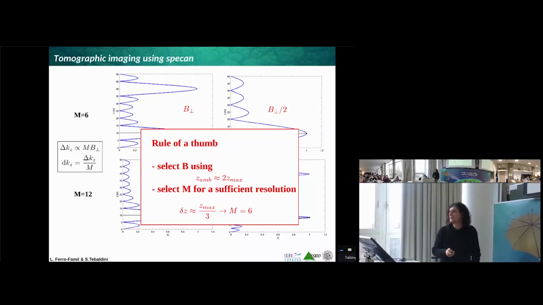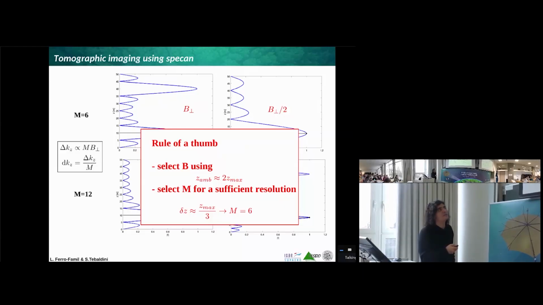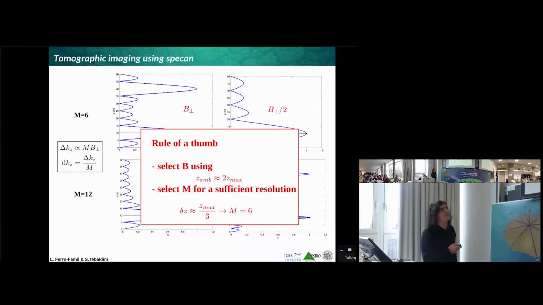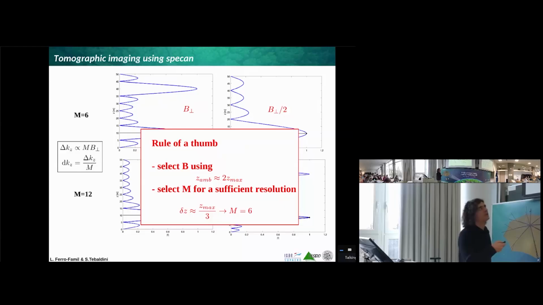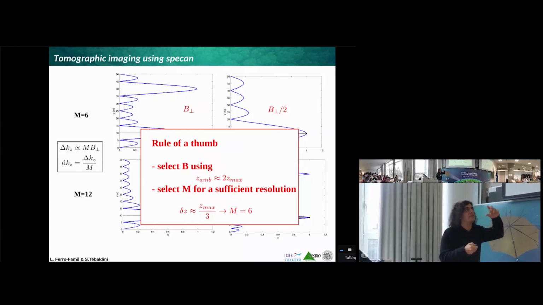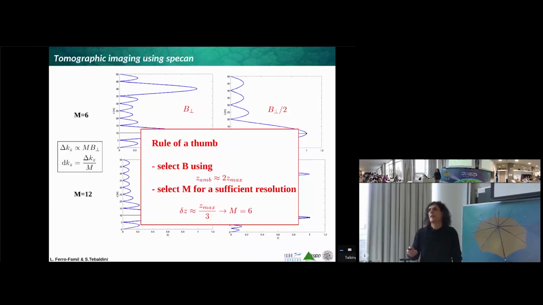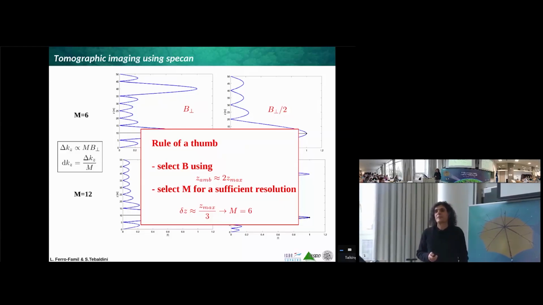Okay, so it depends a little bit on the compromise you want to set between ambiguity and resolution. In this case, if you want to have an ambiguous height which is twice the maximum elevation in your scene, and if you want to have 3 resolution cells within your forest, then you end up with a number of images equal to 6. Okay. And this concludes this part on the multi-baseline SAR interferometry.